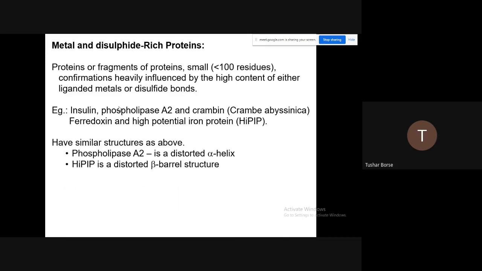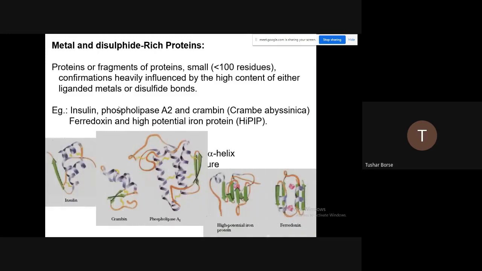Fine. So they may have similar structures to what we have seen in the earlier cases. But there are some distortions which can be observed here. These are some of the examples you can see here: insulin, crambin, phospholipase A2. Then these are the ferredoxin proteins.